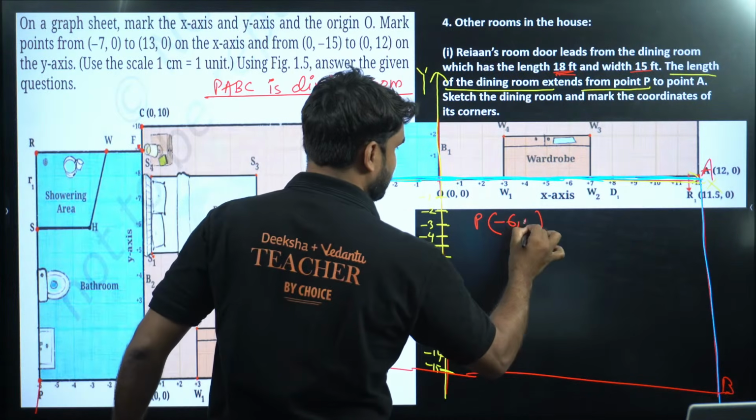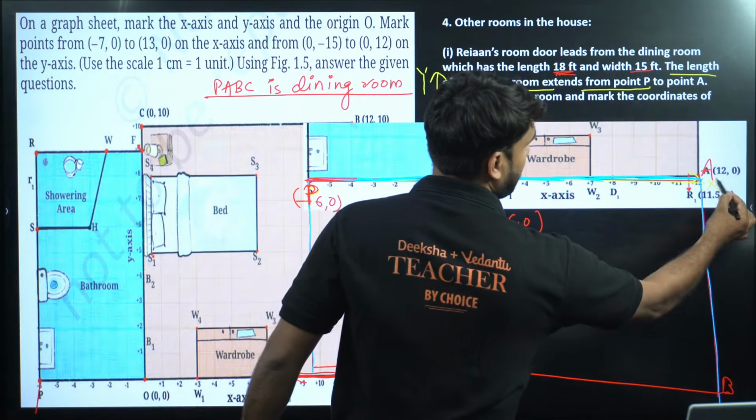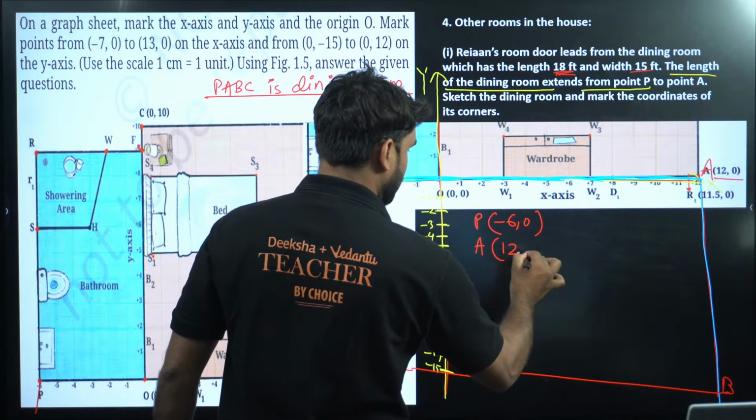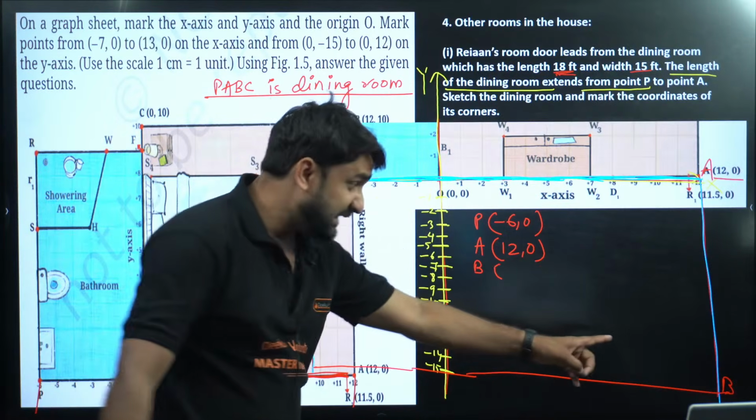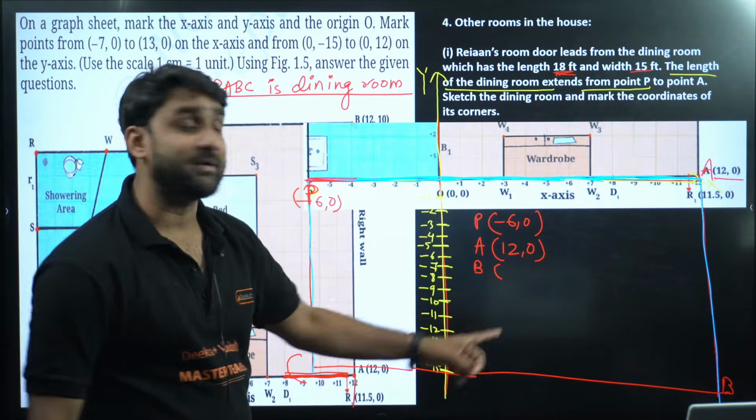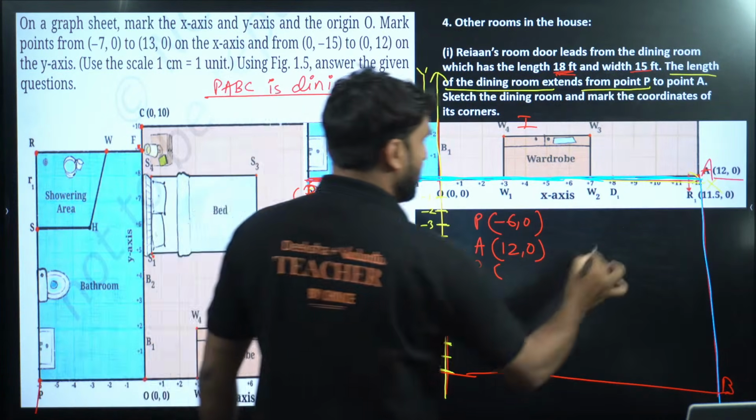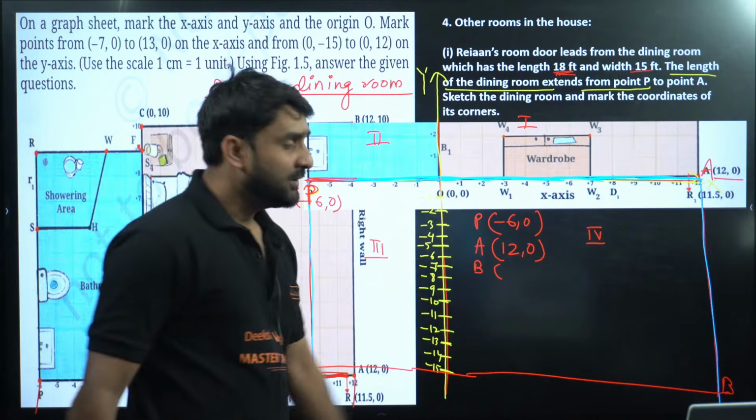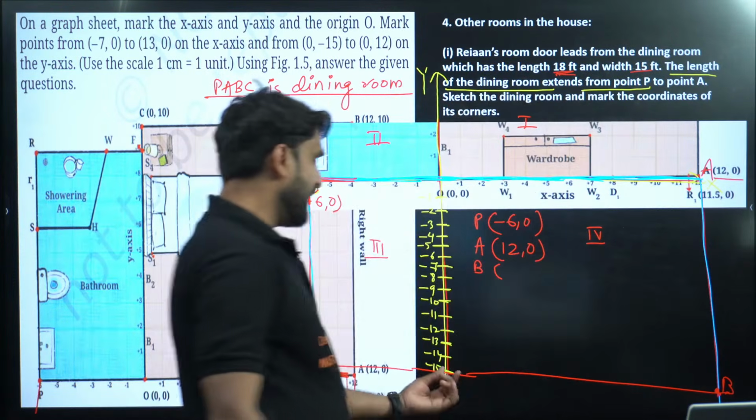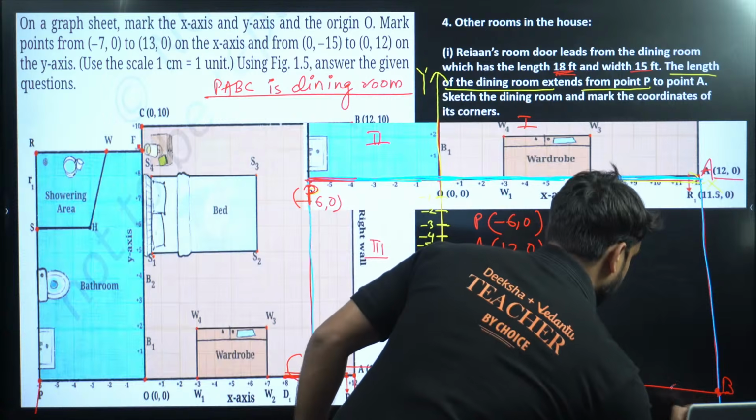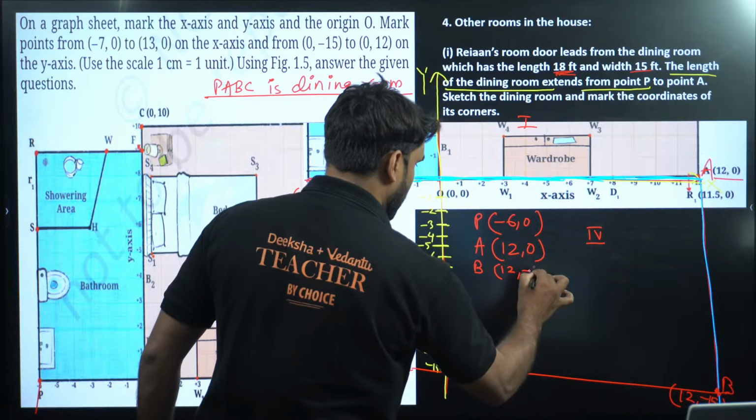So -6, 0. Where is A? So the A coordinate is already given to you, 12, 0. Okay, now moving to B. What will be the B coordinate? Basically B is in the fourth quadrant. This is the first quadrant, this is the second quadrant, this is the third quadrant, and this is the fourth quadrant, right? So what will be the coordinate of B? x will become positive and y will become negative. So B will be 12, -15.